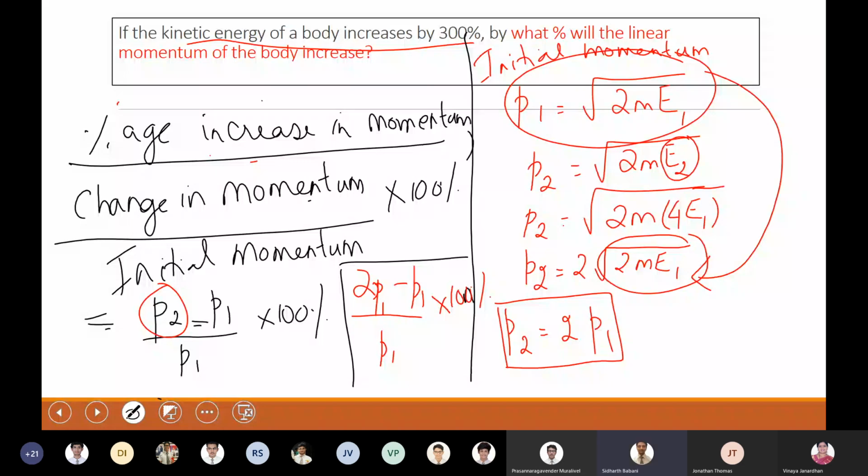Ma'am, is it necessary to show the percentage calculation? Yes, because they are asking what percentage will the linear momentum of the body increase? 100%. Understood, ma'am.